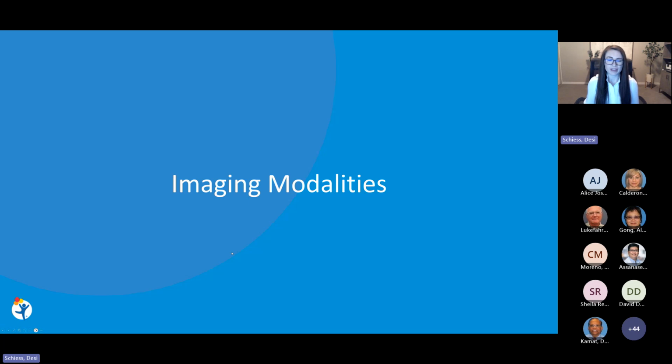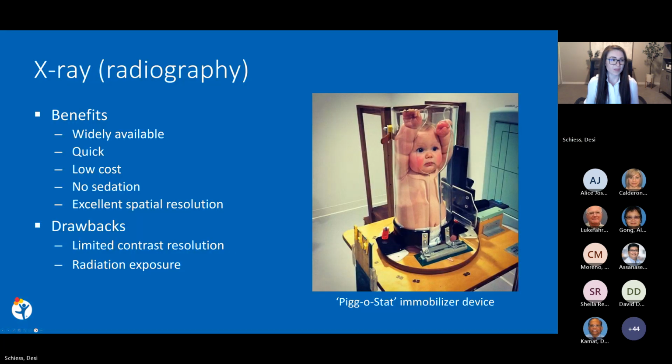Now let's review the imaging modalities. This is one of my favorite photos of an immobilizer device that was used to obtain chest X-rays, and you can tell this is a pretty old picture.